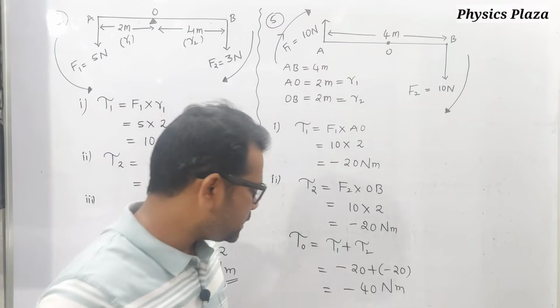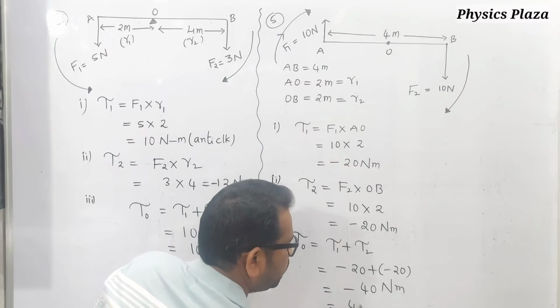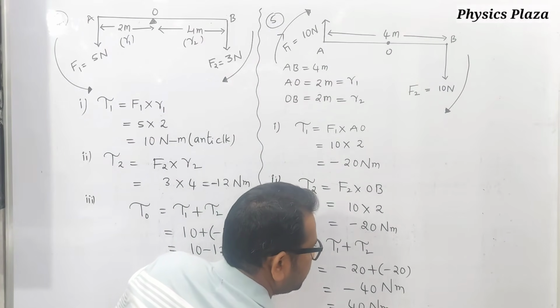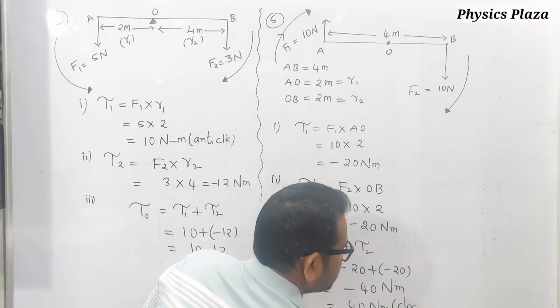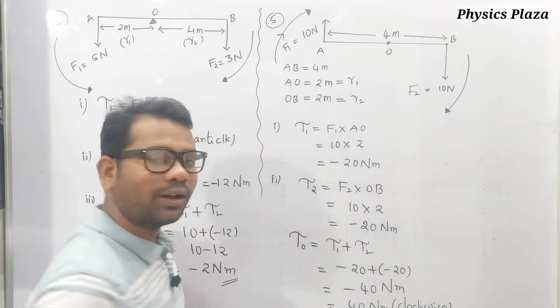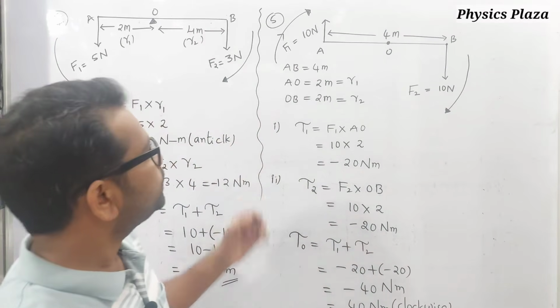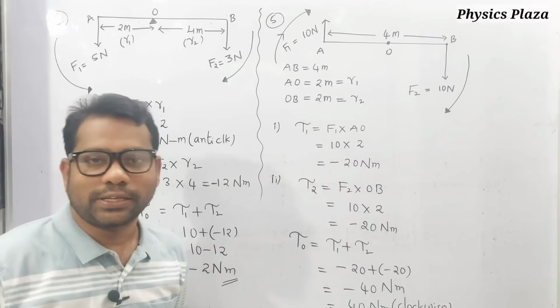If you feel that this minus symbol looks odd, you also can write it like this: 40 Newton meter, and in a bracket, you should write clockwise. Children, this is very, very important. Either you should mention clockwise or you should mention the negative symbol. Is it clear? Just copy this fifth numerical, then we'll go for the 6th and 7th.